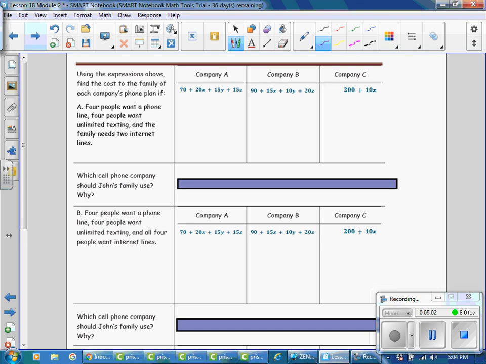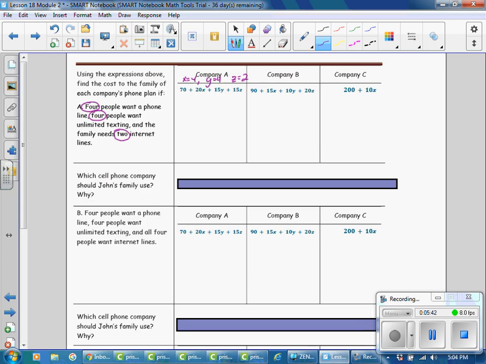Using the expression, find the cost to the family of each company's phone plan. Four people want a phone line, four people want unlimited texting, and the family needs two internet connections. So the number of people that want phone lines is four, so X will equal four. And the number of people wanting texting will be four, so Y equals four. And two people want internet, so Z is equal to two.